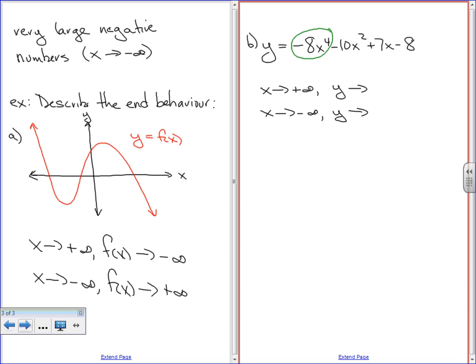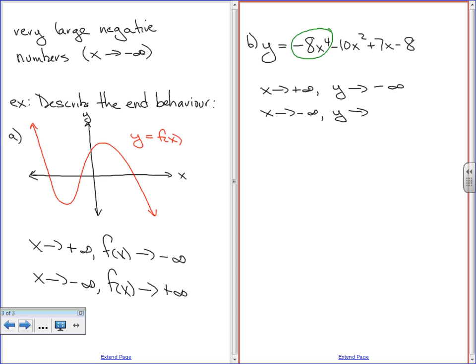Okay? And then what you're going to do in your head, or mental math, or write it down on a piece of paper: if I take a very large positive number, and I put it in for x, if I put it to the power of 4, it's just going to be a bigger positive number, right? And then when I take that and multiply it by a negative 8, it's just going to become a really big negative number. And if I keep doing that, it's just going to become really big negative numbers, so it's heading down towards negative infinity.